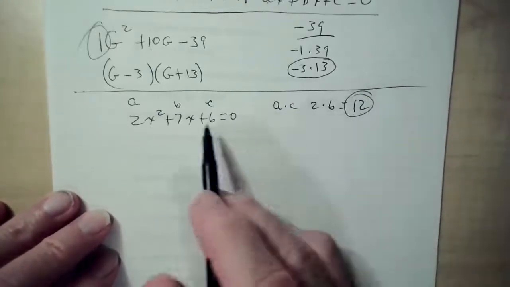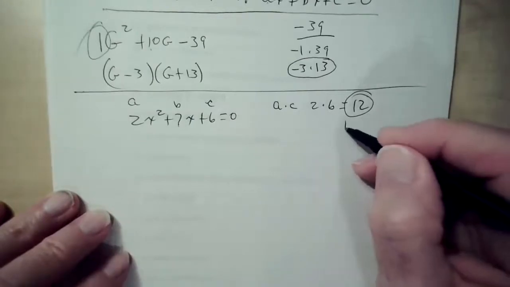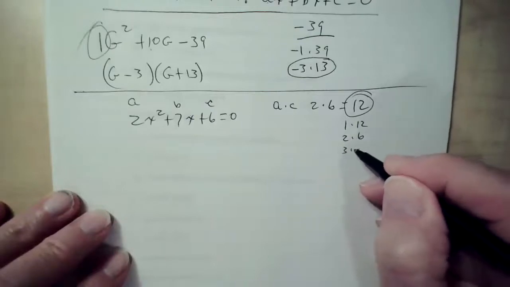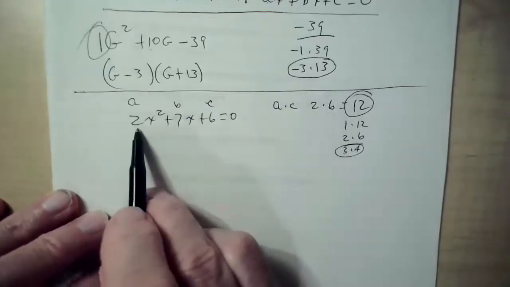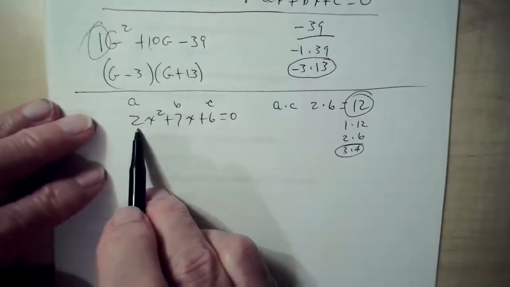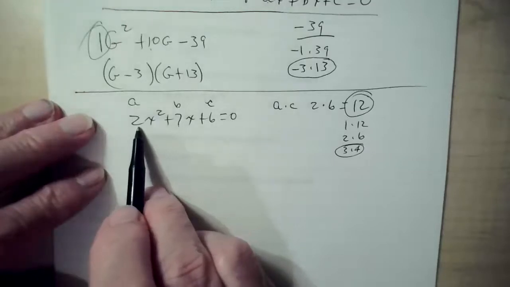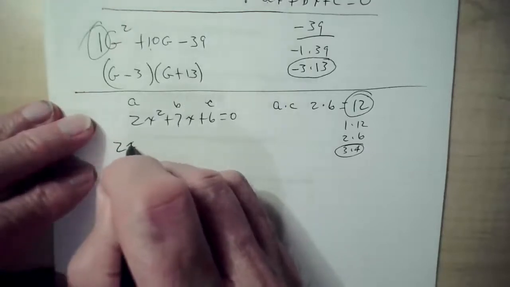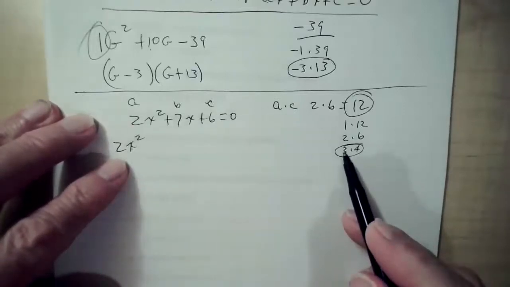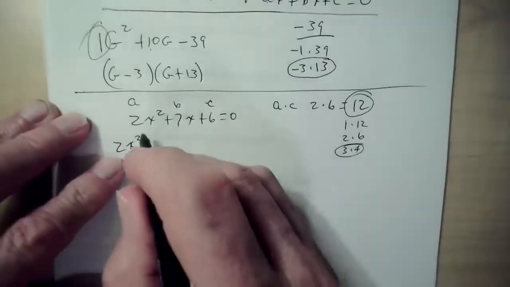Now, what are the factors of 12 that add up to 7? 3 and 4, isn't it? 1 times 12, 2 times 6, 3 times 4. Now, which one do we want to, remember, we're going to factor this by grouping. We're going to group two of these things together. We have 2x squared. Now, what do we want to put next to the 2? Do we want to put 3? No, because 2 is not a factor of 3. But 4 is. 4 is a factor of 2.